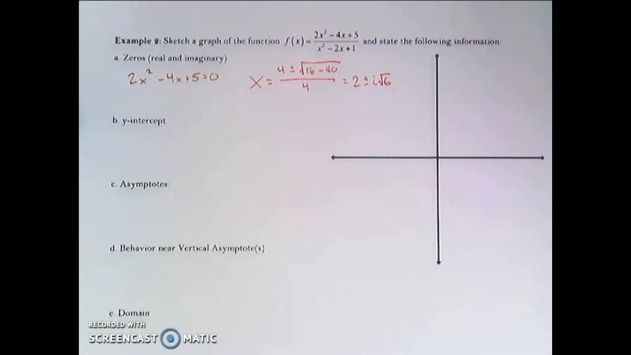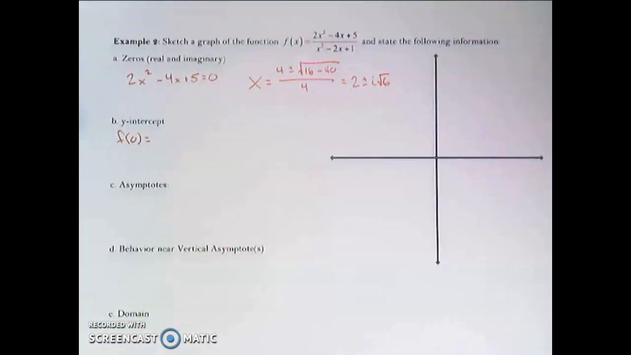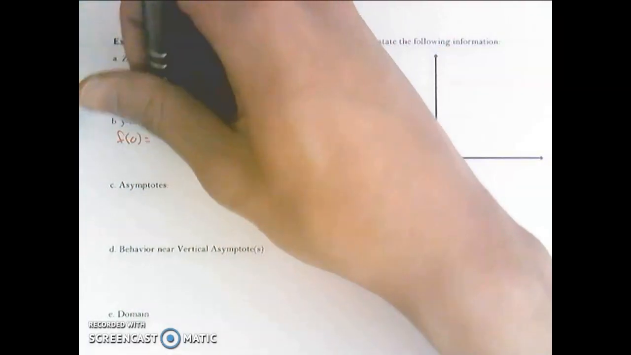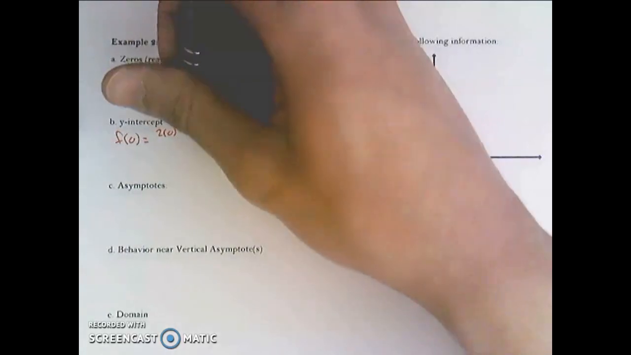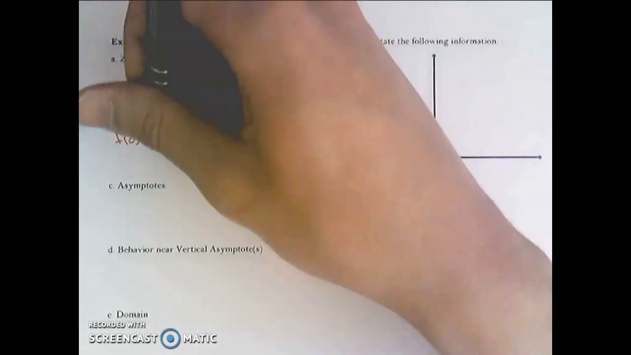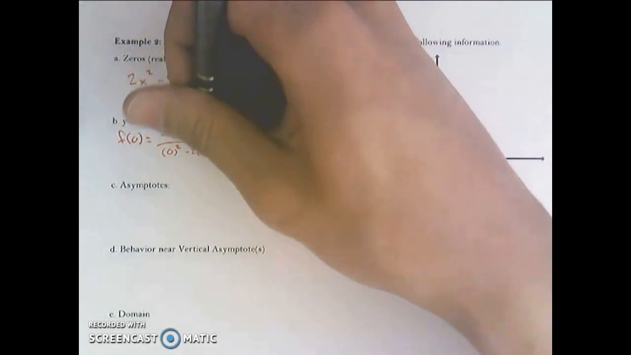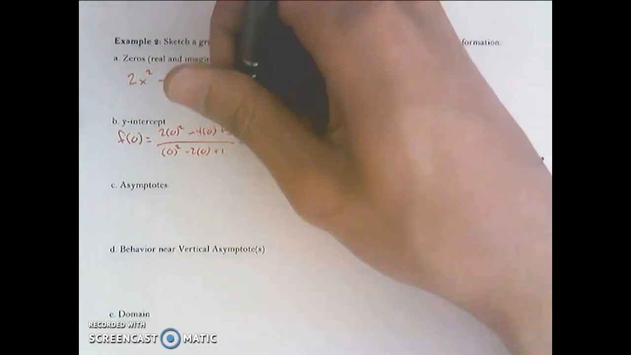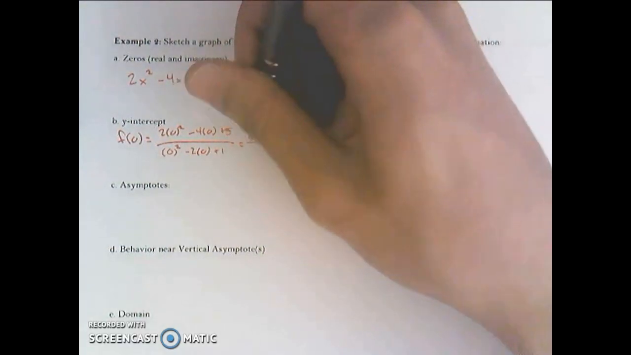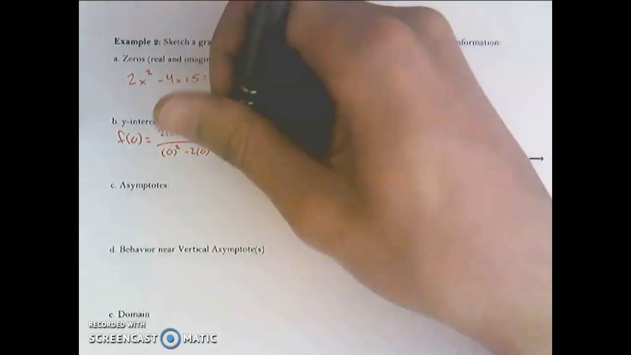Our y-intercept is where x equals 0, so we're finding f of 0. So we plug in 0, we have 2 times 0 squared minus 4 times 0 plus 5, all over 0 squared minus 2 times 0 plus 1. All of our x terms cancel, so we just have 5 over 1, our constants. So our y-intercept is at (0, 5).